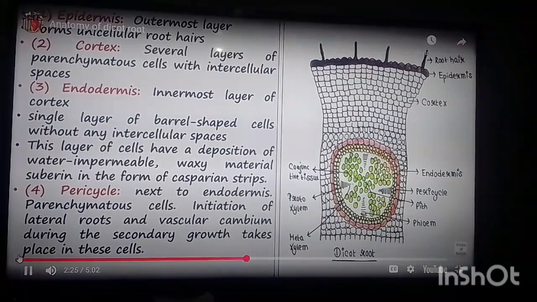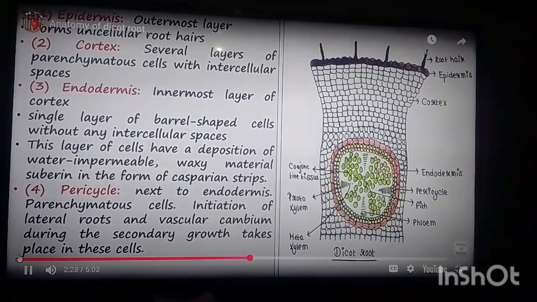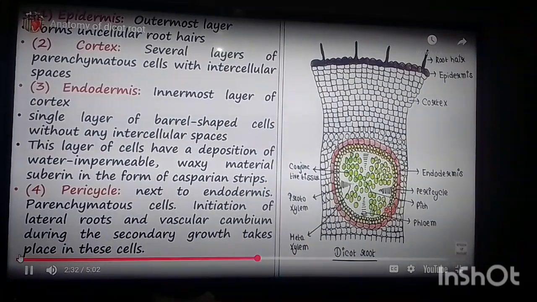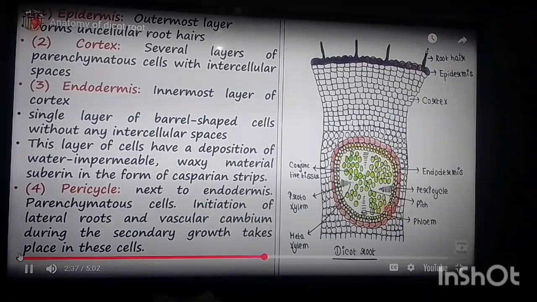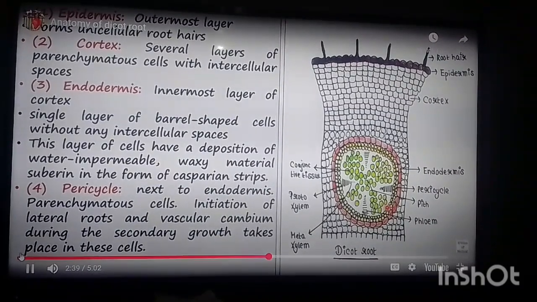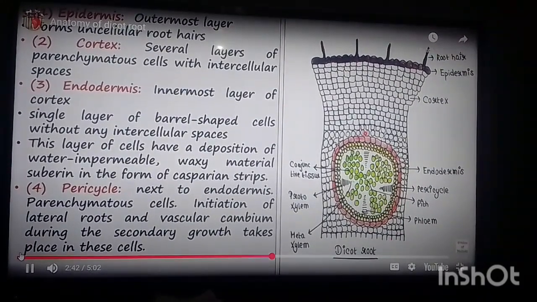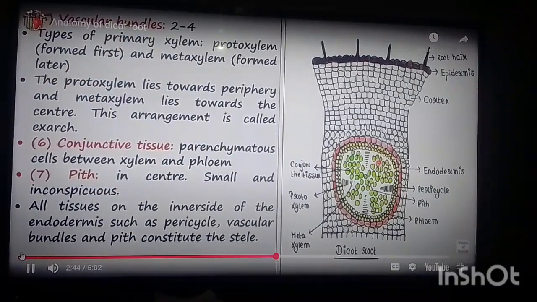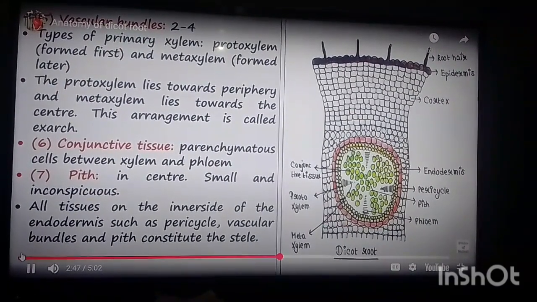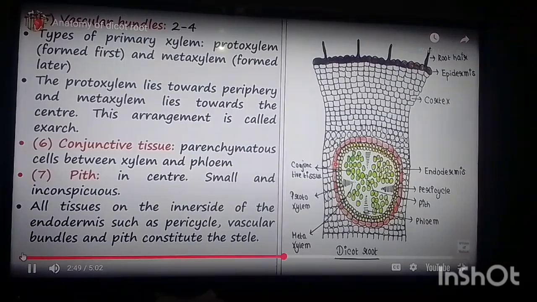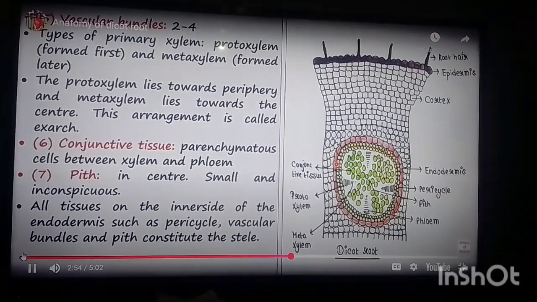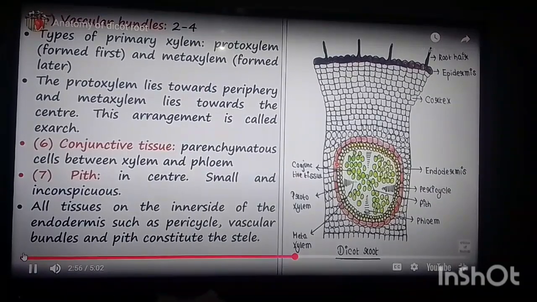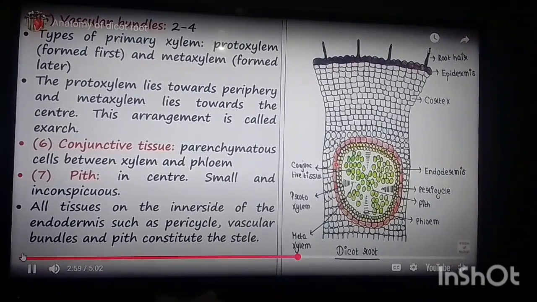Next to the endodermis, we can find the pericycle. These yellow cells are pericycle. The initiation of lateral roots and vascular cambium during secondary growth takes place in these pericycle cells. Okay, and next to the pericycle, you can find vascular bundles. What are vascular bundles? Vascular bundles contain xylem and phloem.